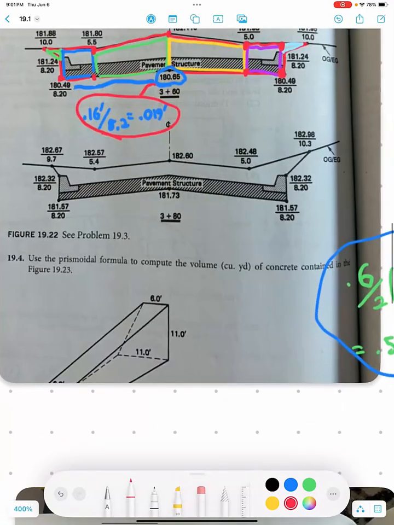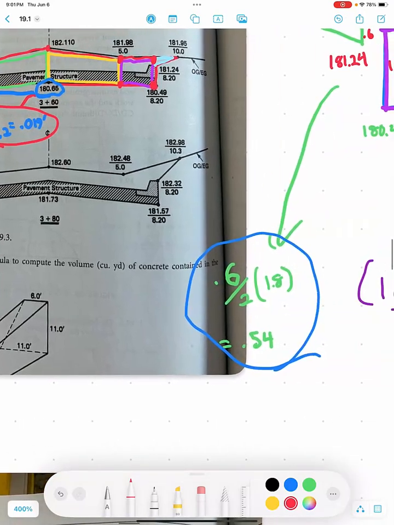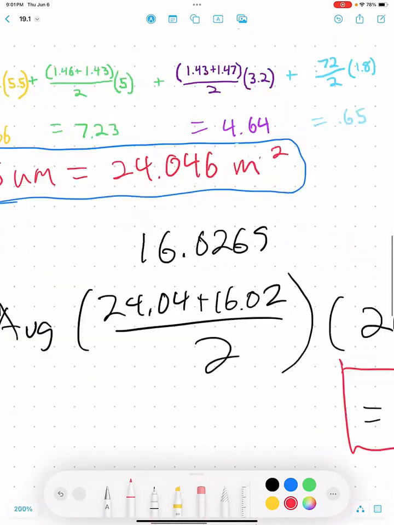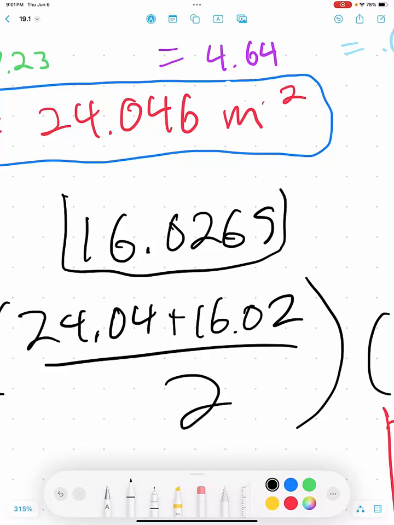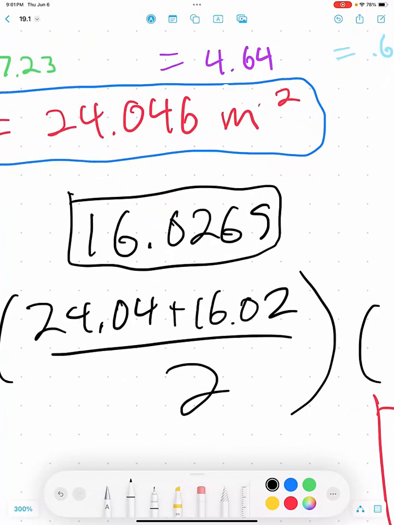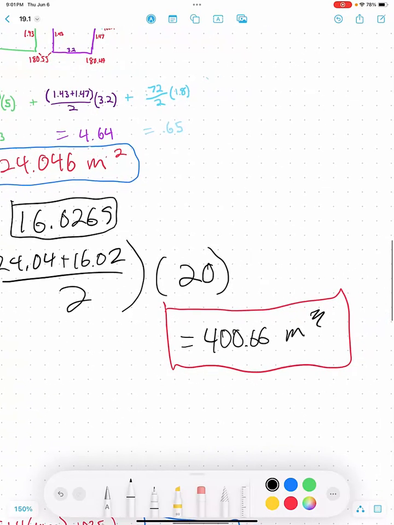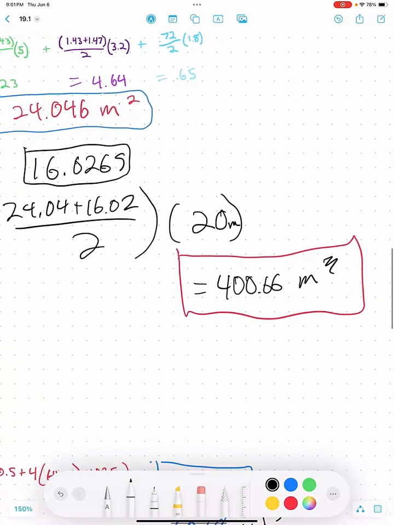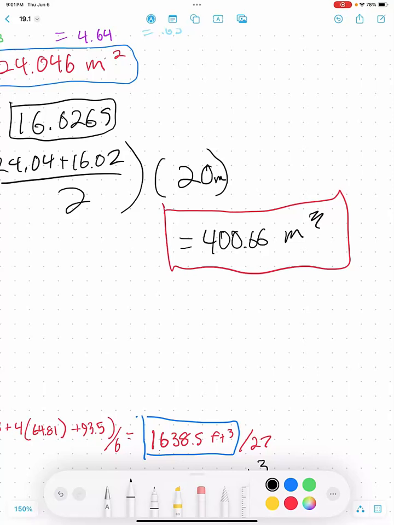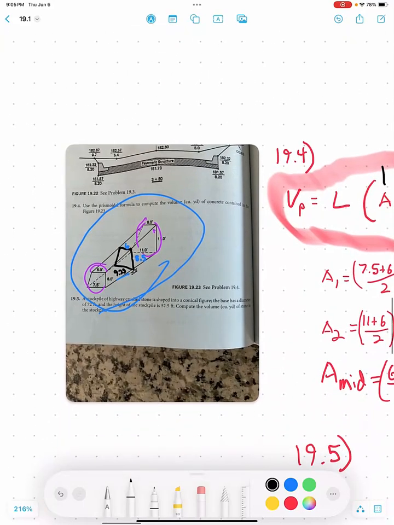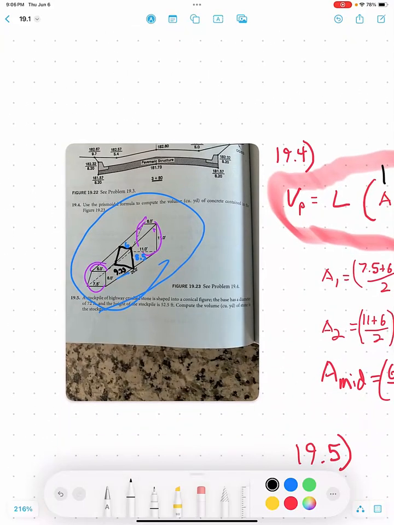I'm not going to show you all the math on the second piece because I want you to do some of that yourselves. But if you do that piece appropriately, the area that you should get should be 16.026, something like that, in that neck of the woods. You're going to average those two out, divide by 2, multiply that by that length of 20 meters, and you should get roughly 400.66, or somewhere around that number. Your decimal point's going to be a little bit different depending on how you rounded that final number. And that's the problem.